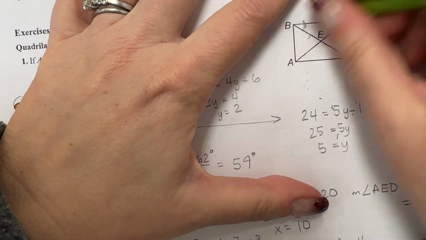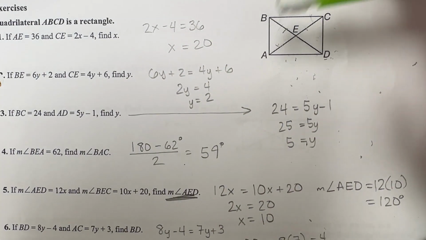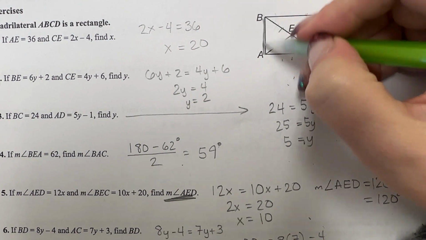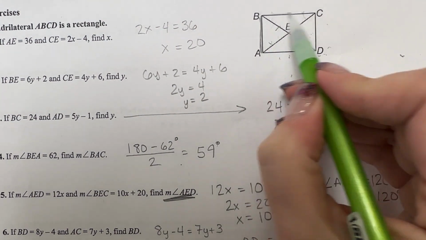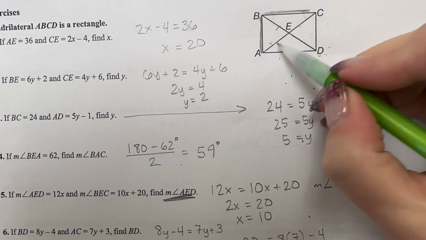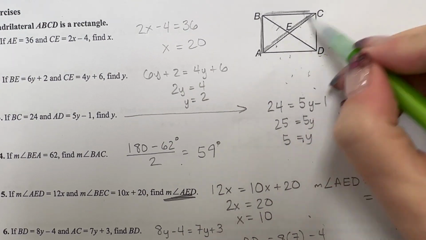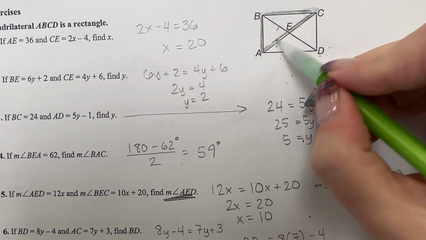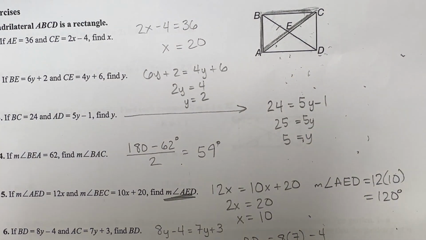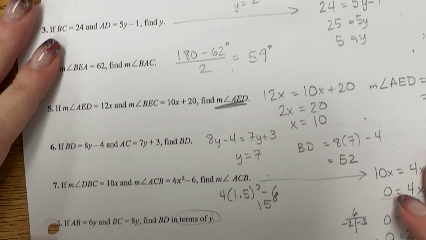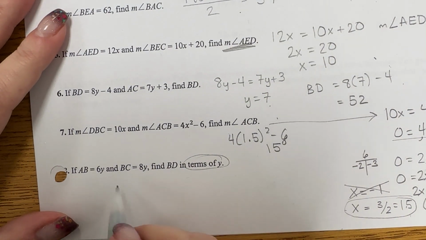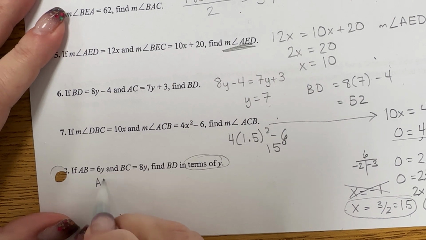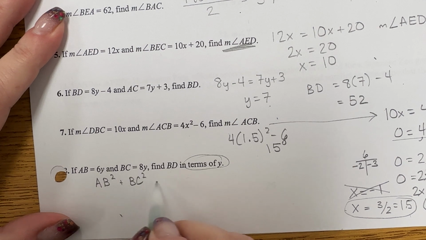Let's figure out what segments they're talking about in this picture. Okay, so they want AB and they want BC. Okay, now if you look at this, you have just created a right triangle. How do I know it's a right triangle? It's a rectangle, class. Rectangles have a right angle. So I'm going to do Pythagorean theorem. So if I do AB squared plus BC squared, that should be equal to AC squared.